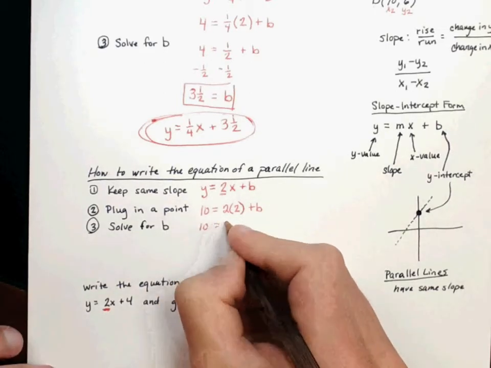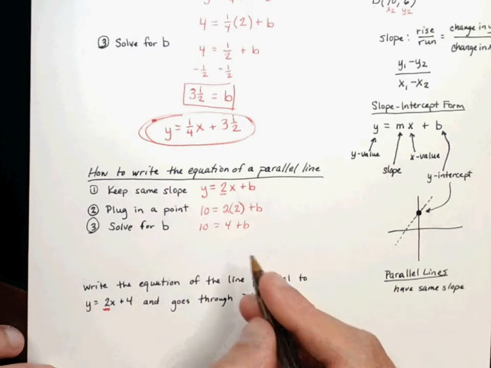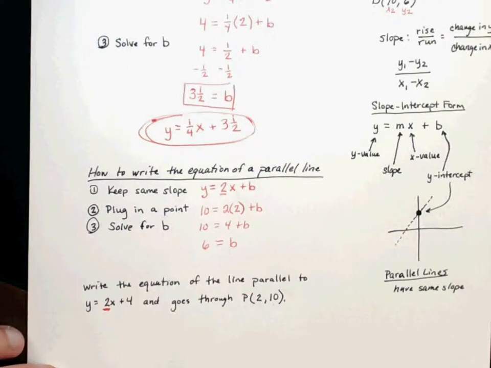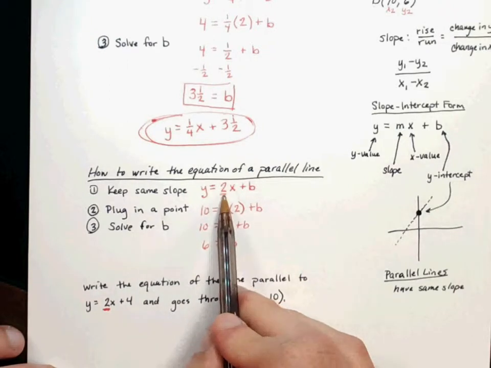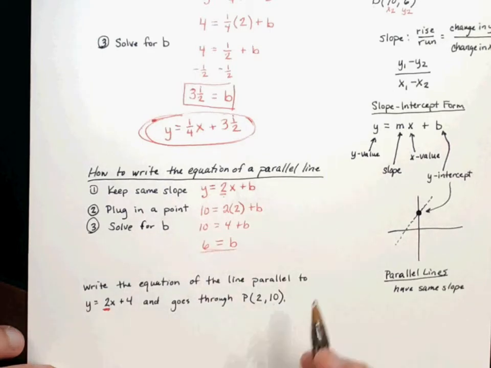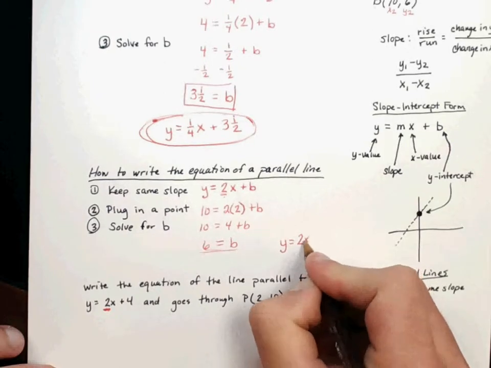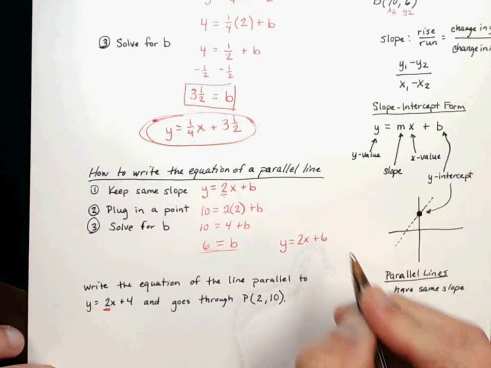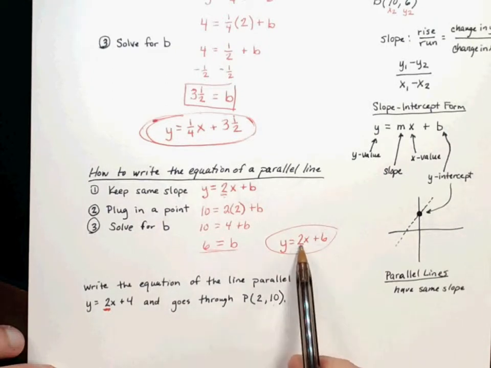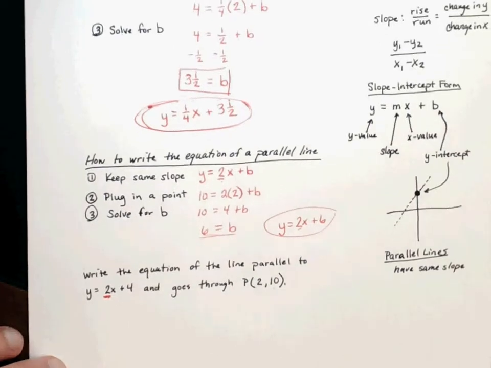So we would have 10 equals 4 plus b. We subtract 4 from both sides and we get 6 equals b. Alright? So we've got our slope here and we've got our y-intercept here. So our equation would be y equals 2x plus 6. Okay? Because that's our slope and that's our y-intercept.